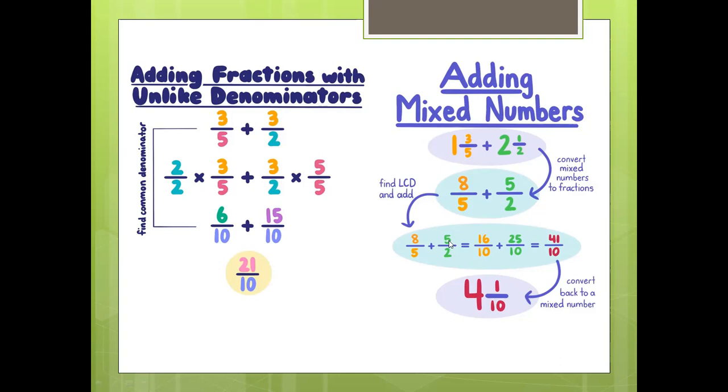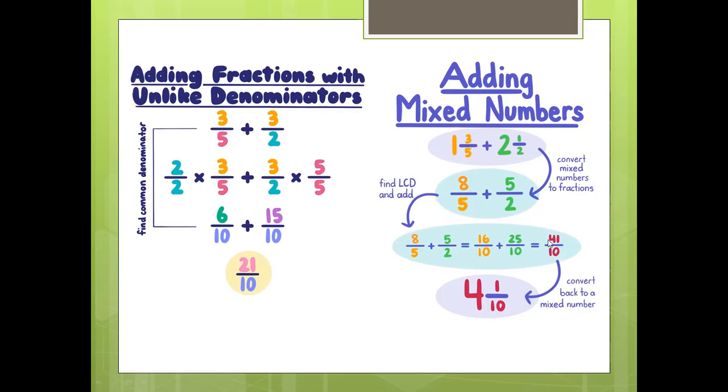Meanwhile, in 5 over 2, just find the LCD of the numerators. So we have here 5 multiplied by 5 is 25, and 2 multiplied by 5 is 10. So we will get an answer of 16 over 10 plus 25 over 10. Since we have the same denominator, we will just add our numerators. 16 plus 25 is equal to 41. So 41 over 10 is our answer.